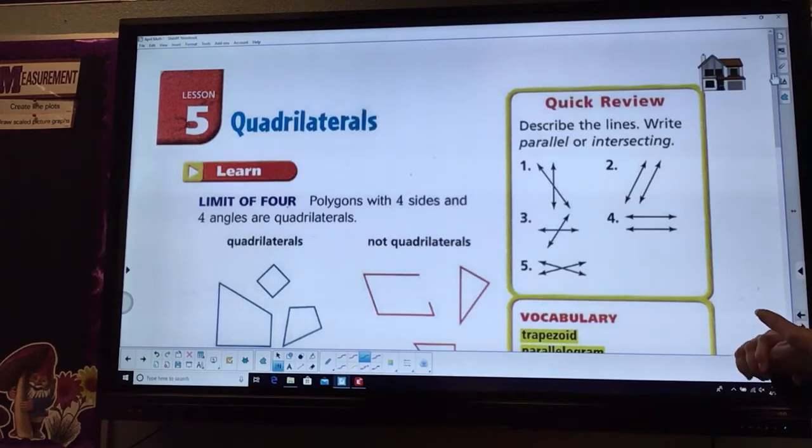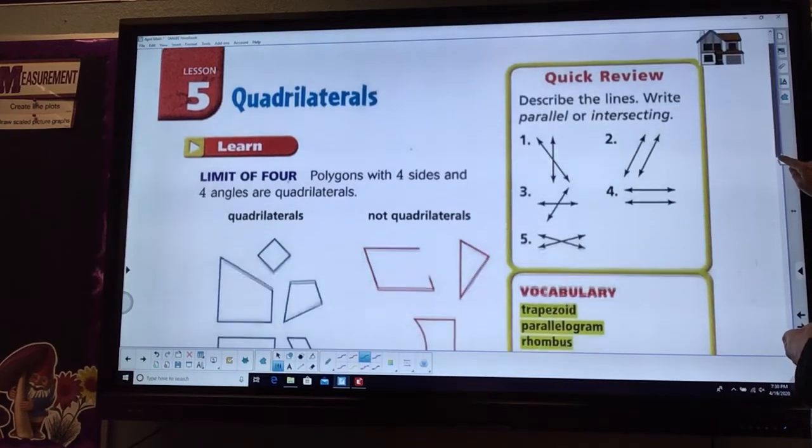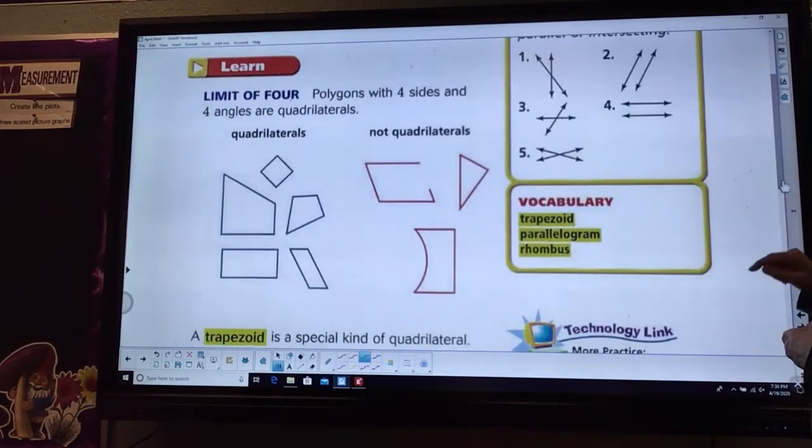As we continue to learn about quadrilaterals, this is kind of a summary of what we've been talking about the last day or so. Remember, a quadrilateral is a figure with 4 sides, and it's just a really good review. This is your lesson out of your blue math book. Now, polygons with 4 sides and 4 angles are quadrilaterals.